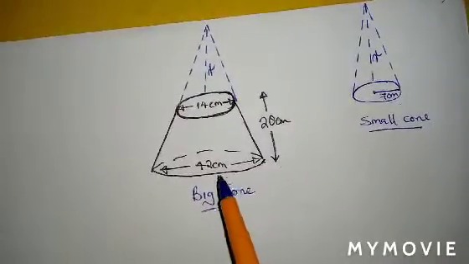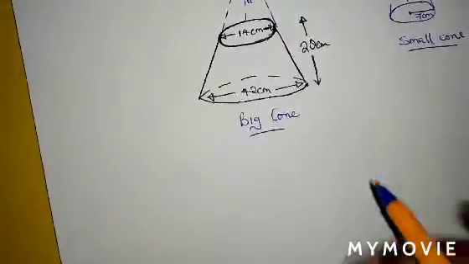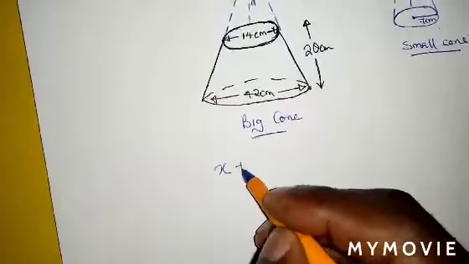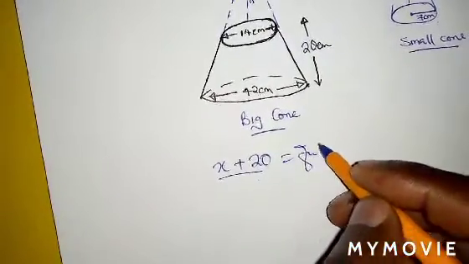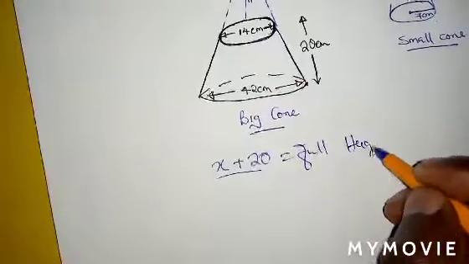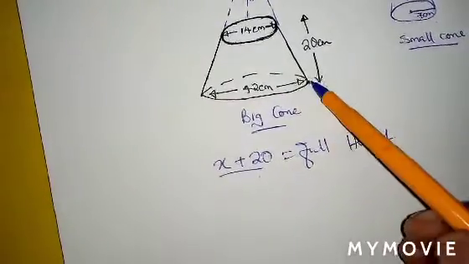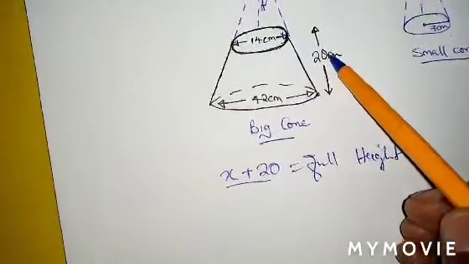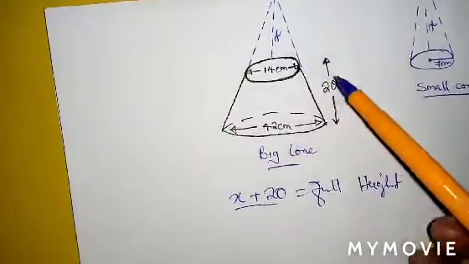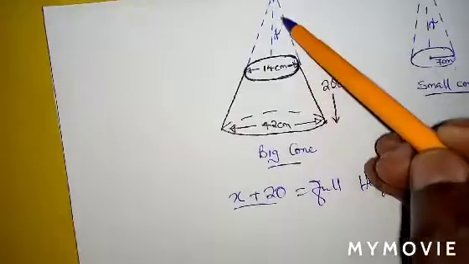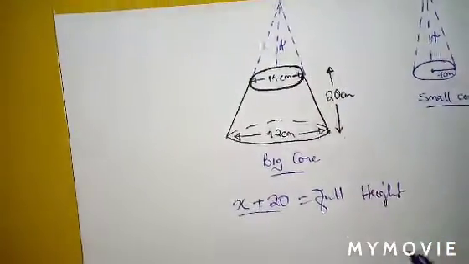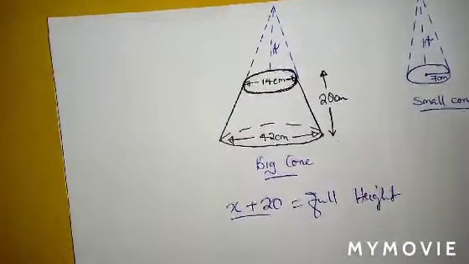That simply means that for us to find the full height, we have to say x plus 20, which will give us the full height. Why am I saying so? Because we're saying from here to here is 20 centimeters. Meaning, if we add the height from here to here, plus the height from here to the top there, we have found the full height of this cone.